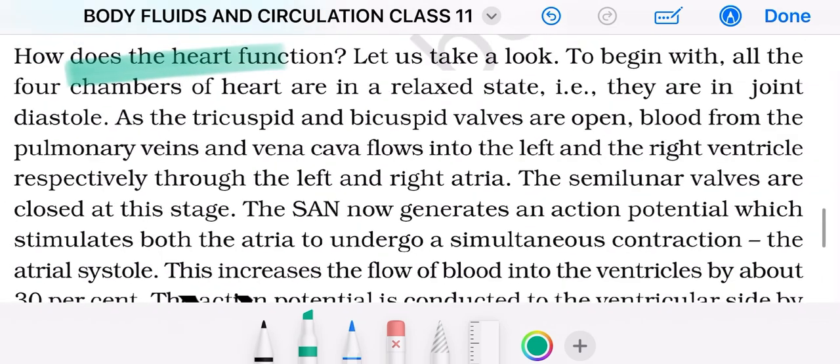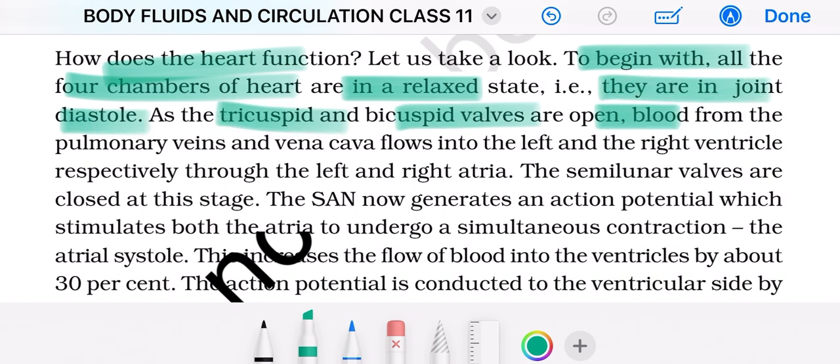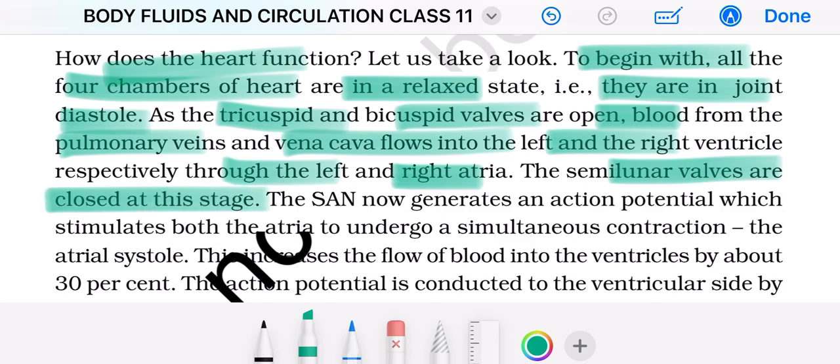How does the heart function? Let us take a look. To begin with, all the four chambers of the heart are in a relaxed state. They are in a joint diastole. As the tricuspid and bicuspid valves are open, blood from the pulmonary veins and vena cava flows into the left and right ventricle respectively through the left and right atrium. The semilunar valves are closed at this stage.